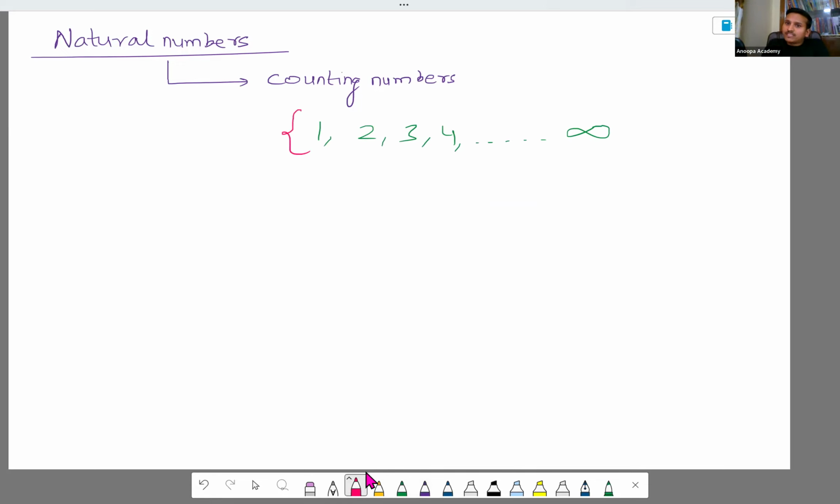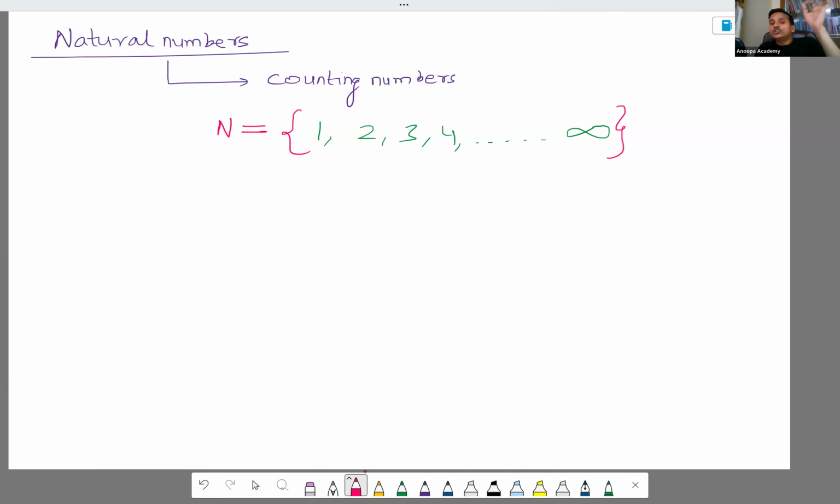We have one symbol to represent a collection. We use curly braces to represent a collection. So when you put this in curly braces, it means it is a collection of numbers starting from 1 and going up to infinity. This collection is called natural numbers, and we use capital N for that.